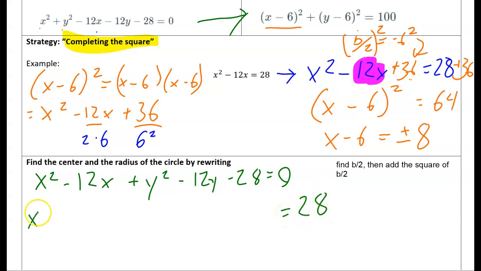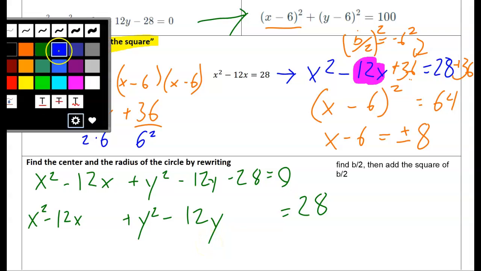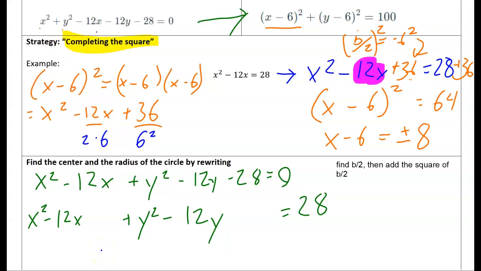And as I rewrite it this time, I'm going to leave myself a little bit of space. So I'm going to leave my space next to my x's, and then again next to my y's. Because now is the part where I need to complete my squares. And I'll just make this note that b over 2 here is negative 6 for my x terms. Ooh, and it's also the same for my y's. This one will always be true. It makes our life easier for this example.